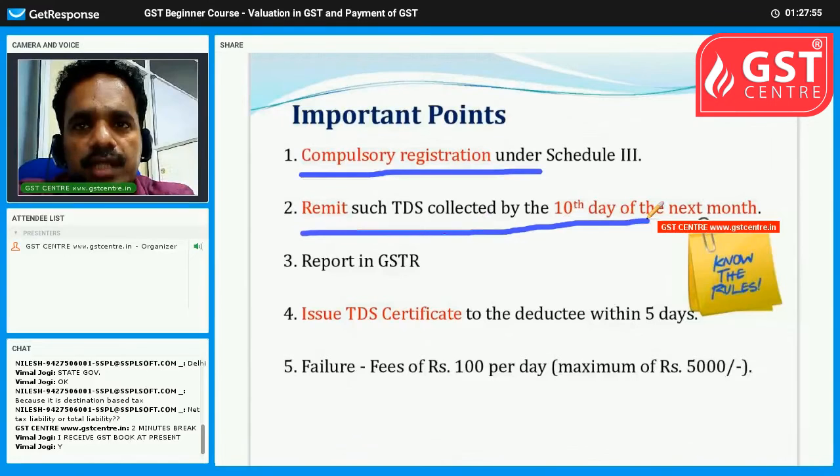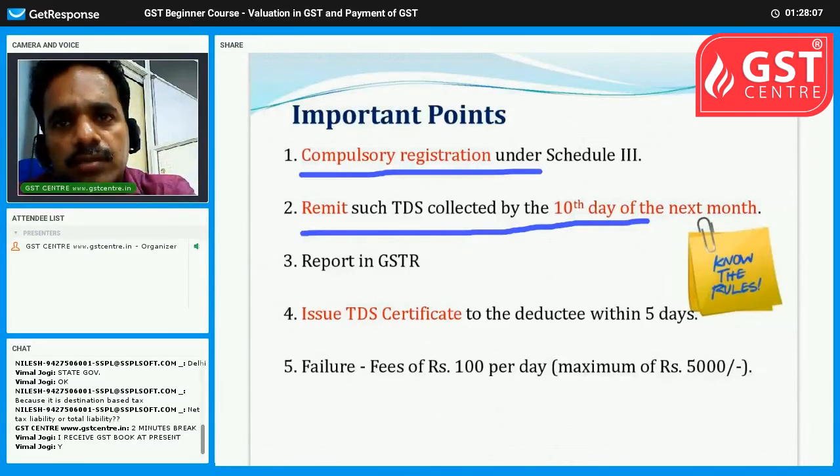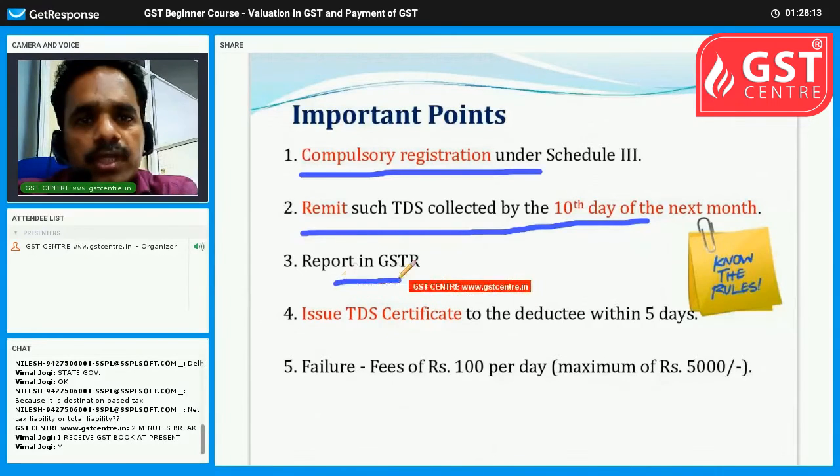Then remit such TDS collected by 10th of the next month. Suppose in July 2017 TDS was deducted, so in that case TDS should be remitted to the government account before 10th of August, the next month. Then it should be reported in the GSTR return.